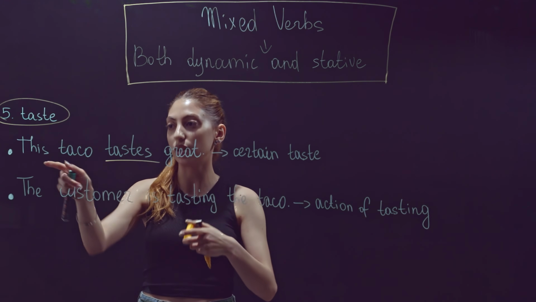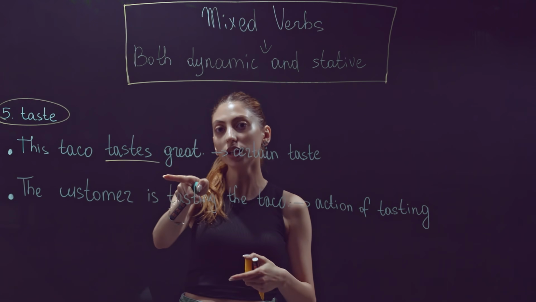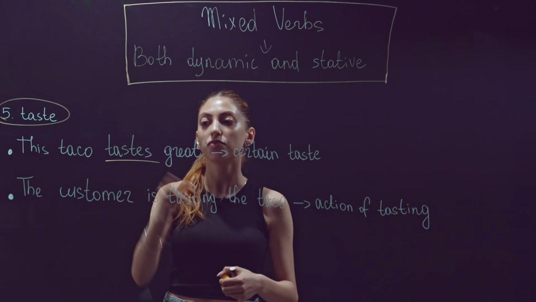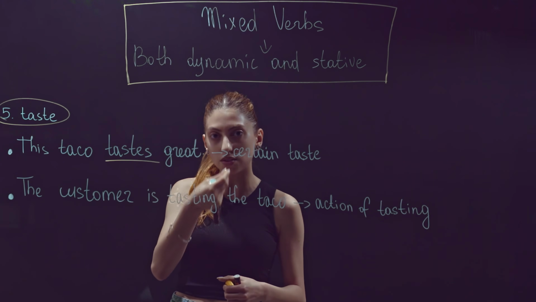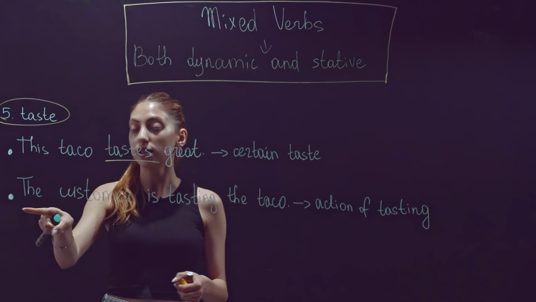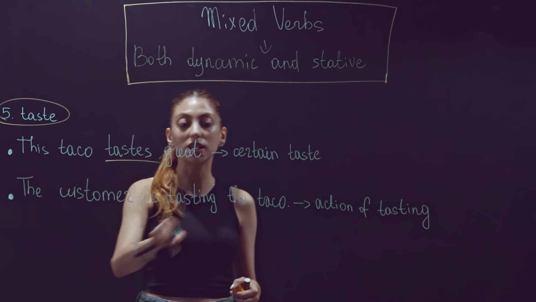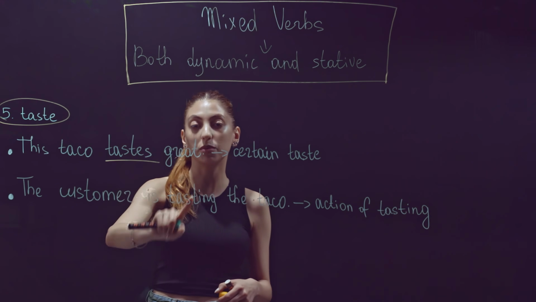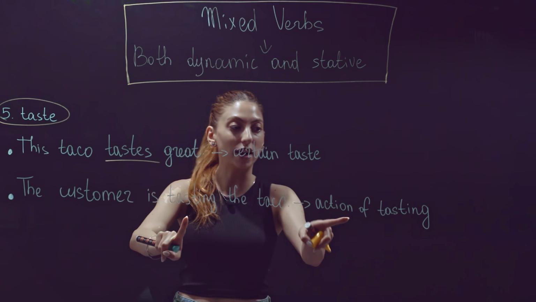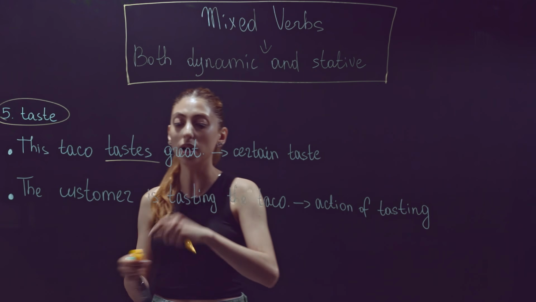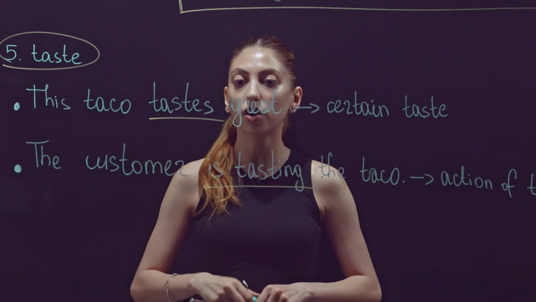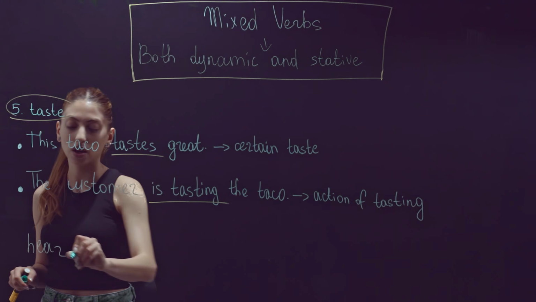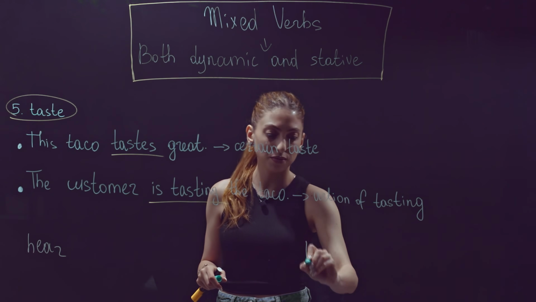Let's again analyze the sentence. This taco tastes great, which means this taco has a certain taste. In this case, I'm speaking about the taste simply, directly. Second case, the customer is tasting the taco. In that case, taste becomes something else, and it is already about the action of tasting. Let's highlight it. And I have two more examples for you. First one is hear. Second one is love.